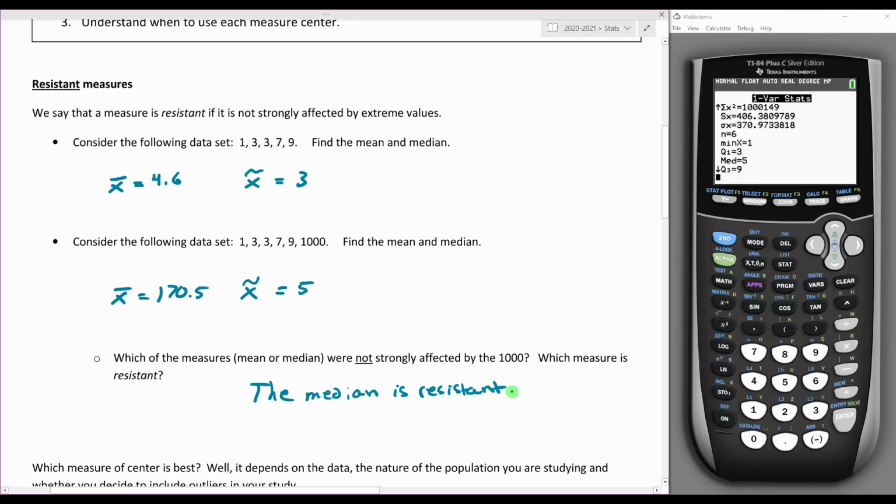That is what it means for a statistic to be resistant. The mean obviously was greatly affected, so it is not resistant. We made sure that we noted that in our notes from yesterday. The median is considered resistant.